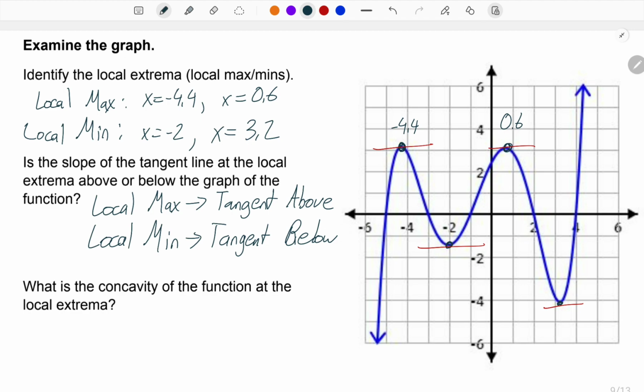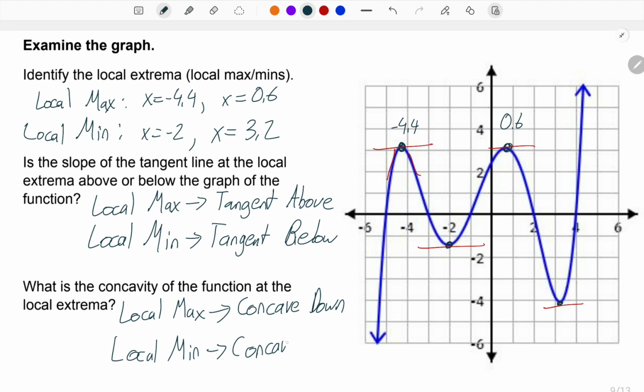And what does that actually mean? In terms of concavity, we do actually know what that means. If the tangent is above, that means our slopes are going downwards. We're starting off with something positive, decreases, and eventually goes negative. So for local max, it's essentially concave down. And for a local min, the tangents are below, that means it is concave up.